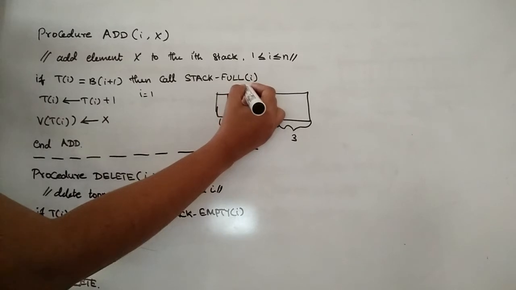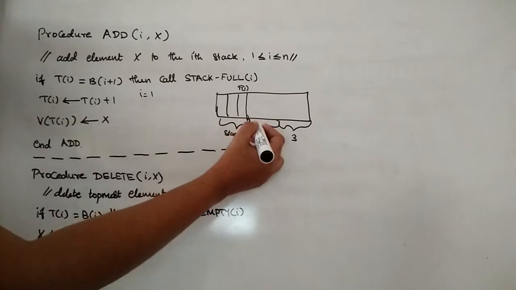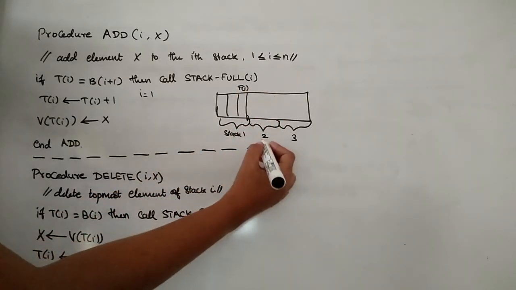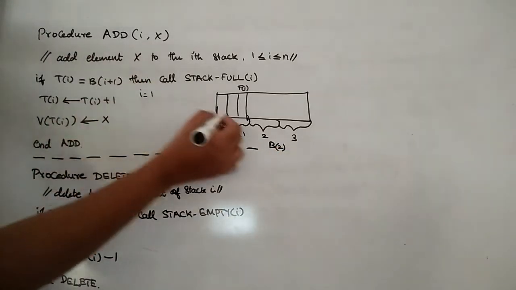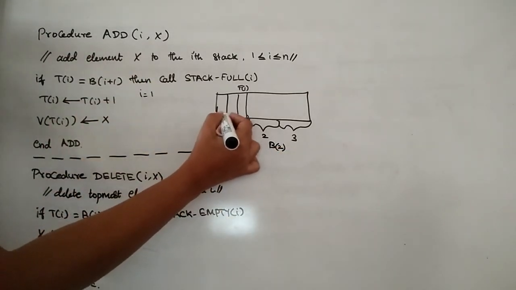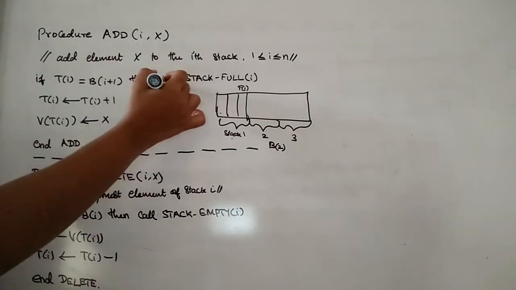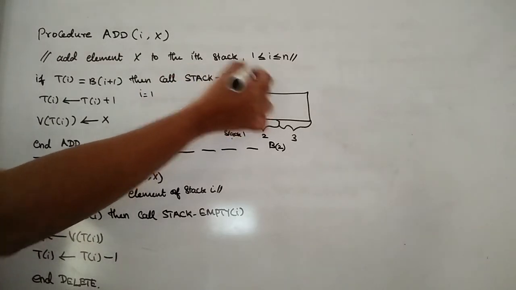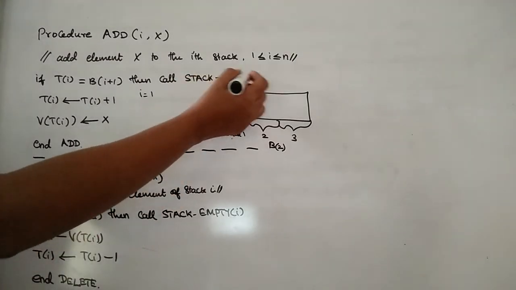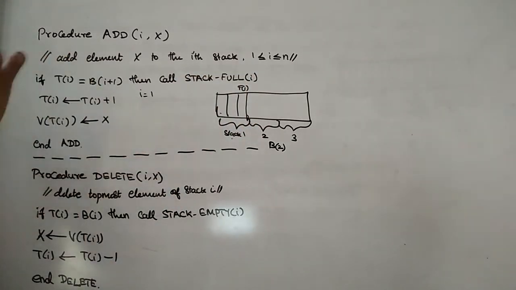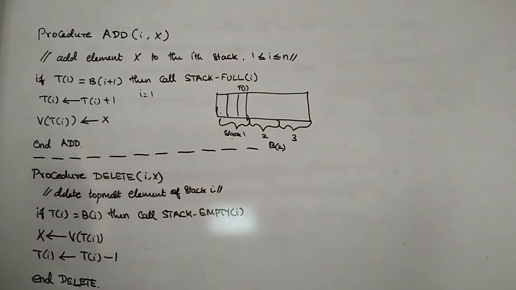Here you can consider this as T of 1. If this T of 1 is equal to the index of B of 2, then we can conclude that the memory space partitioned for stack 1 is full. That's why we call stack full of I. What this procedure will do is prompt the user that the stack is full, and it will return and stop the execution.